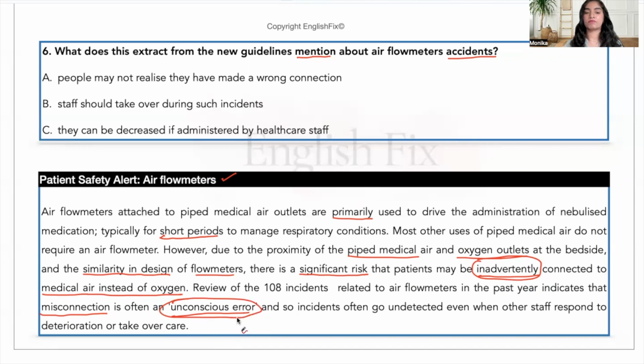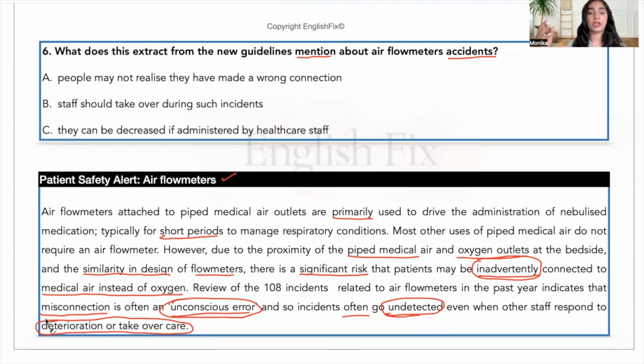So incidents, because of this, a lot of the times go undetected. That means incidents are not even recognized, that, oh, this accident has happened, this problem has happened, even when the other staff respond to deterioration or take over care. Even when another staff notices that, oh, the patient's condition is getting worse, right? Deterioration means getting worse. Deterioration is used in your OET speaking, OET writing, so note it down in your notebook.